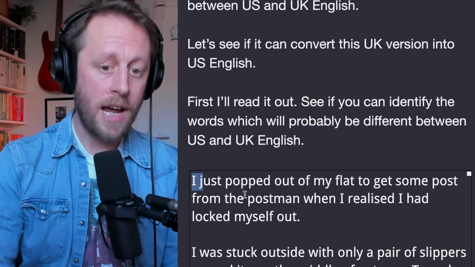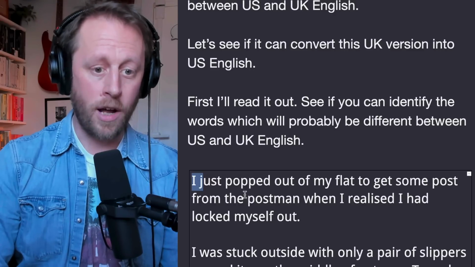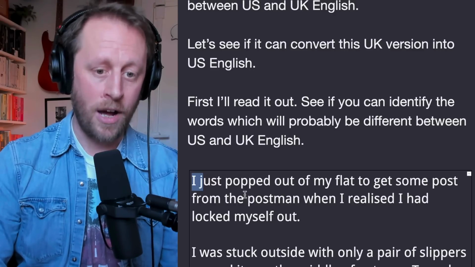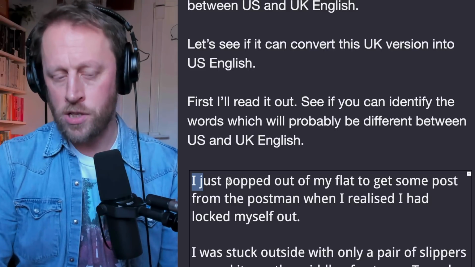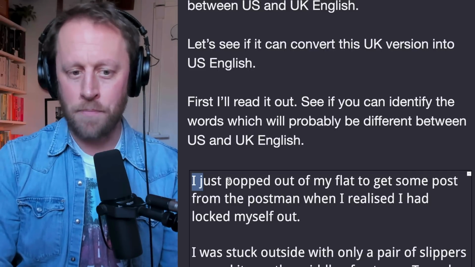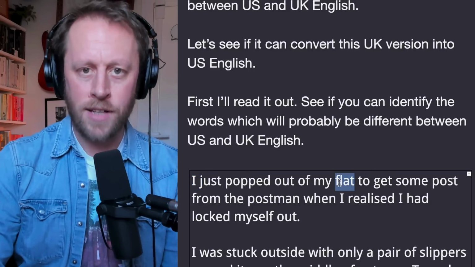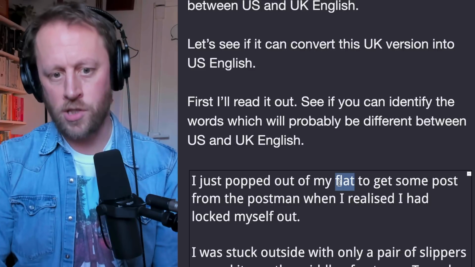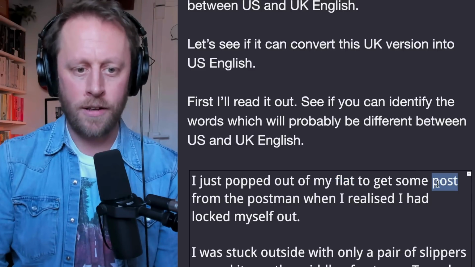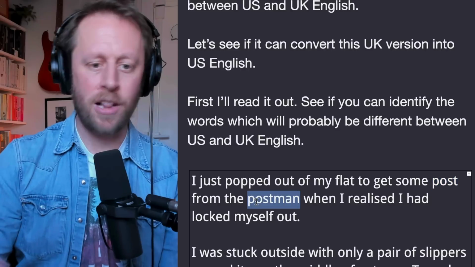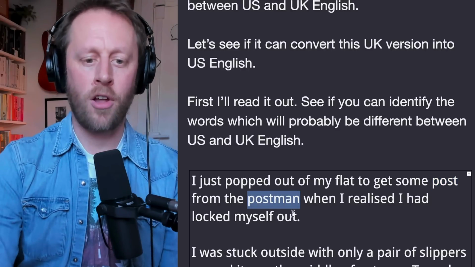I just popped out of my flat to get some post from the postman when I realised I had locked myself out. So to pop out, I popped out of the flat. This is very British. They might not say popped out in America generally. I popped out of my flat. This is British English. In American English, they would say apartment. To get some post, they tend to call it mail. The postman would be the mailman or the mail delivery worker or something when I realised I'd locked myself out.